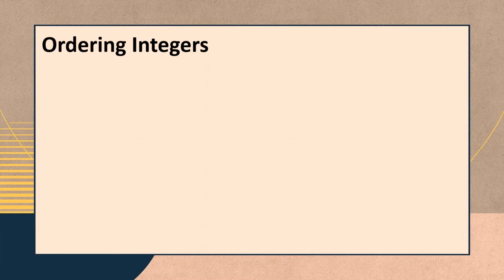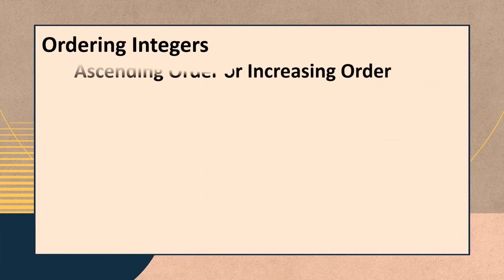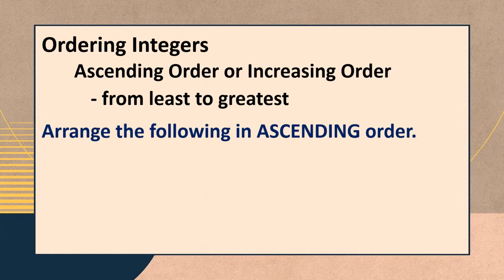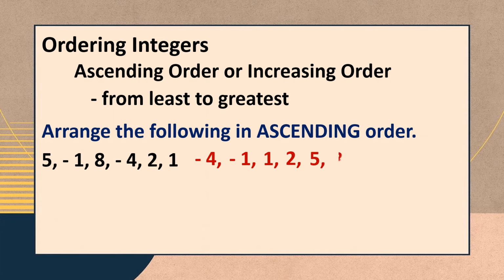Ordering of integers. First, we have the ascending order or increasing order. The arrangement is from least to greatest. Example, let's arrange the following in ascending order. The givens are 5, negative 1, 8, negative 4, 2, and 1. So the first number or the least number is negative 4. Then we have negative 1. Then we have positive 1, positive 2, positive 5, and positive 8.